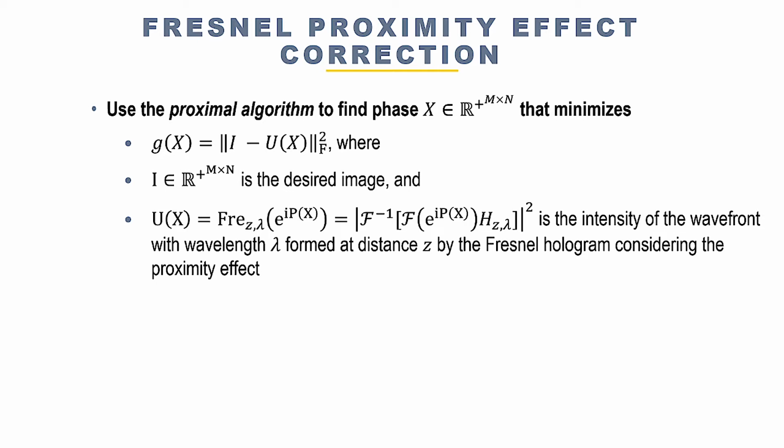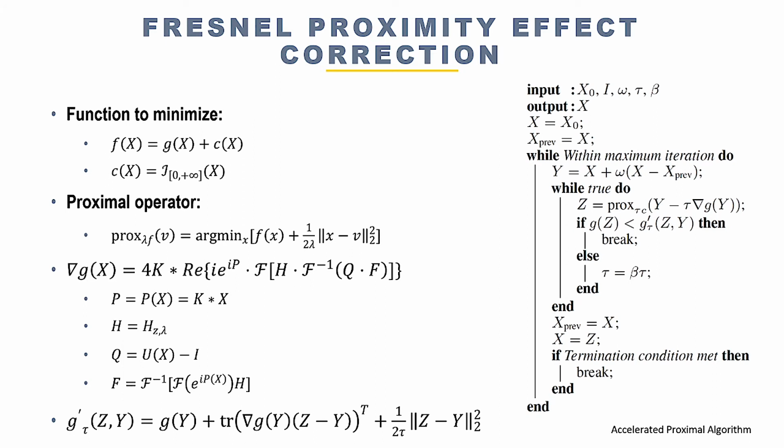We developed the Fresnel proximity effect correction method, or FPEC, by extending the PPEC method to Fresnel holograms. This method uses the proximal algorithm to find the non-negative phase x that minimizes the difference g(x) between the desired image I and the intensity of the observed wavefront under the proximity effect propagated to a specified distance using Fresnel diffraction. The cost function is the sum of the intensity difference g(x) and the indicator function c(x) to ensure the non-negativity. For more details on the algorithm and derivation, please refer to the paper and the supplemental material.